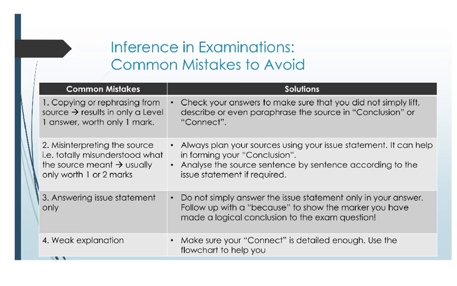Next is misinterpretation of source. This is a very common thing when people move away from copying, because they try not to copy from the source, right? They try to make a guess, and then sometimes the guesses are wrong. It is okay. Everyone goes through this stage. But how do you resolve this stage? If you totally misunderstand what the source meant, it's usually only worth 1 to 2 marks. So please resolve this by planning your sources using your issue statement.